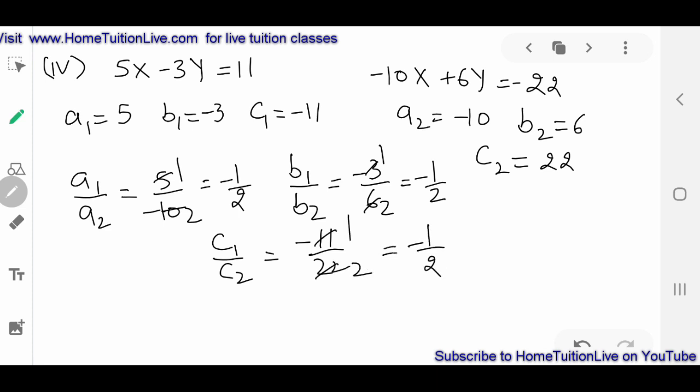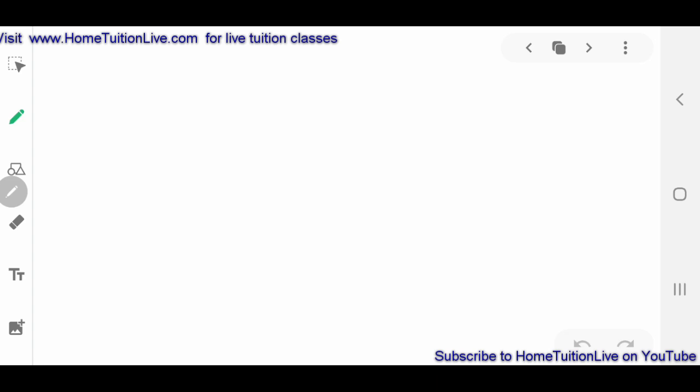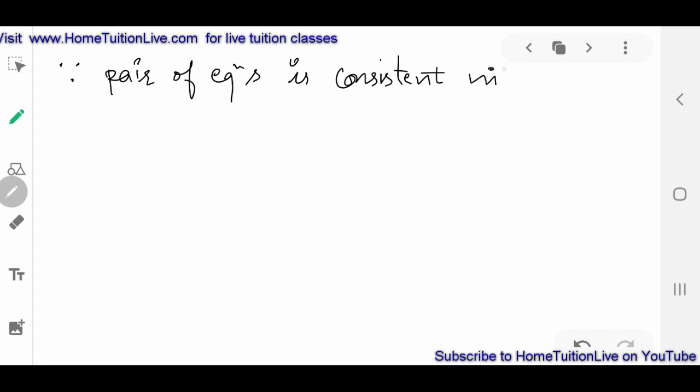From here you can see that a1 by a2 equals to b1 by b2 equals to c1 by c2. So therefore pair of equations is consistent with infinitely many solutions.